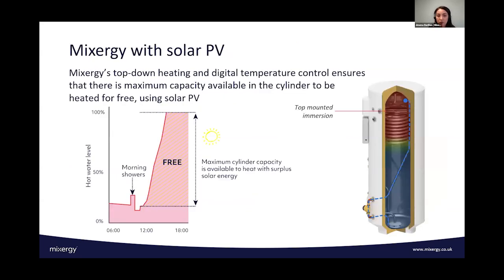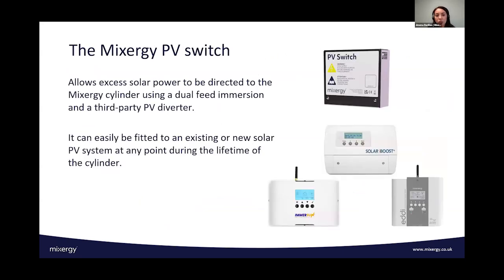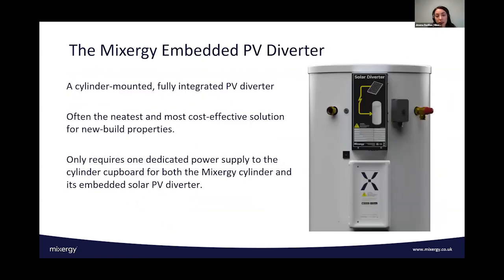You can also connect, as I said before, your cylinder to solar PV. There are two different ways. One would be with the PV switch. This is the one you would need if your client already has a third-party diverter, such as Mixergy Eddi or iBoost. So you can fit the PV switch to an existing or new solar PV system at any point during the lifetime of the cylinder. You can also purchase a Mixergy embedded PV diverter, as you can see here in the image. It's often the neatest and most cost-effective solution for new build properties, but a lot of clients will already have a third-party diverter, but it's no problem. You can still use it with our cylinder.